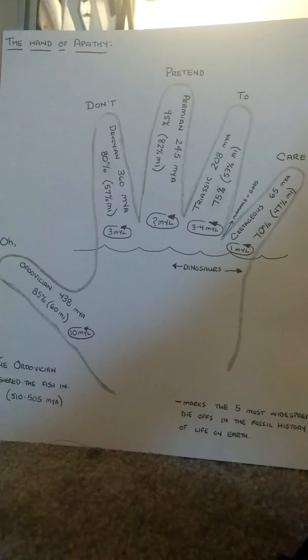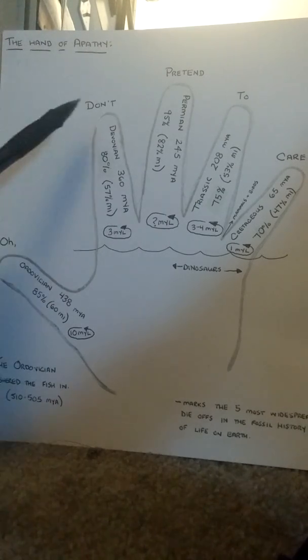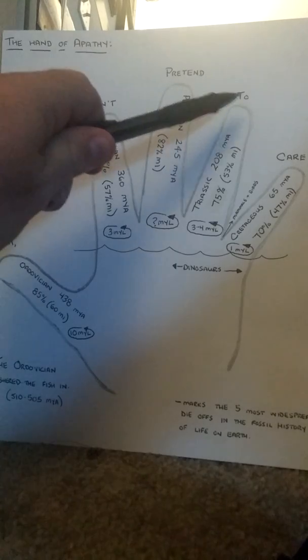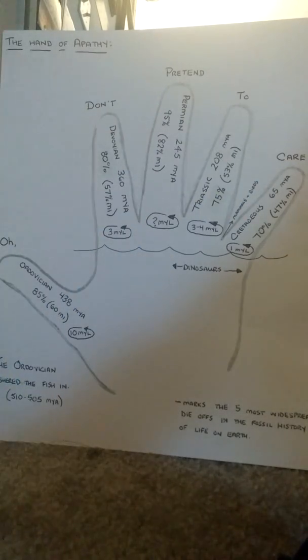Now, this is called the Hand of Apathy. So named because apathy kind of represents indifference or not caring, and that is what the anagram for this hand means. O D P T C. O, don't pretend to care. And it helps you to remember the names of the extinction events themselves.